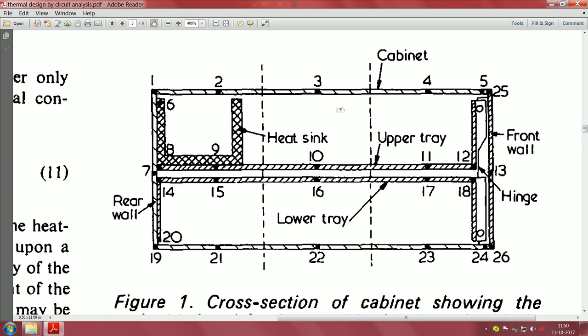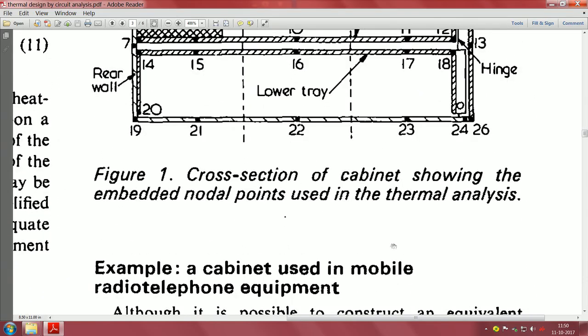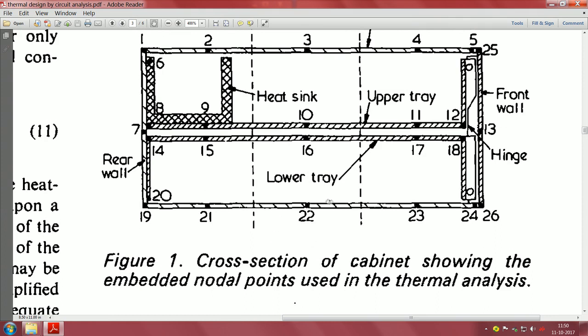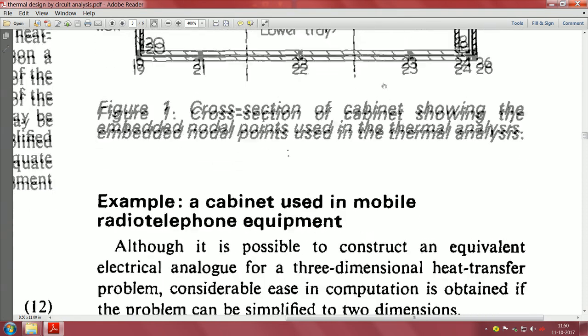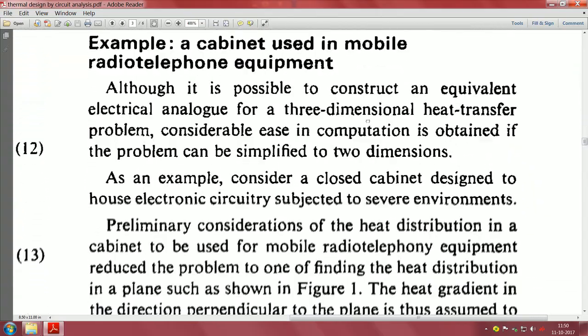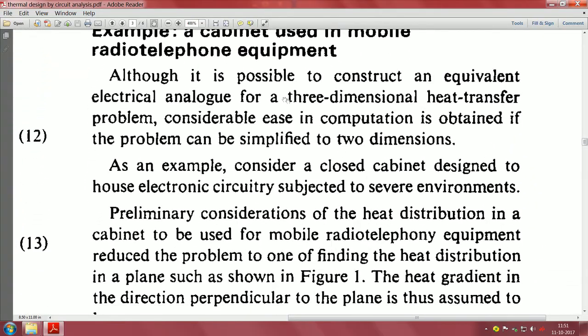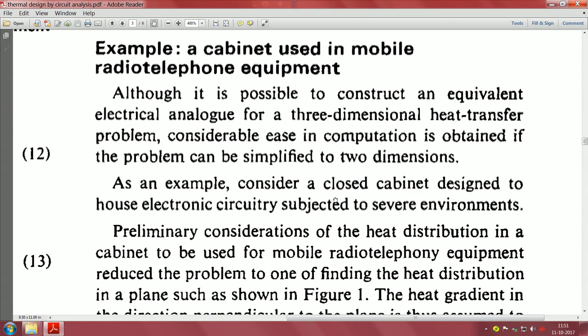On the upper tray you have the heat generating components, and on the lower tray we have other things mounted. Using this they have tried to make neat sections everywhere. Each point, or node, is kept here, starting at 19, and in total 26 nodes have been evaluated. It is possible to construct an equivalent electrical analog for a 3-dimensional heat transfer if the problem can be simplified into 2 dimensions.